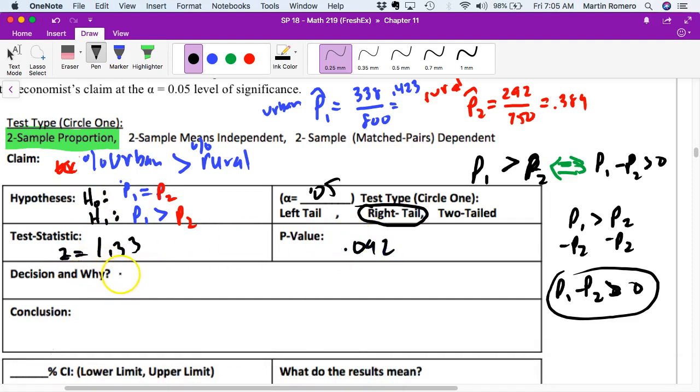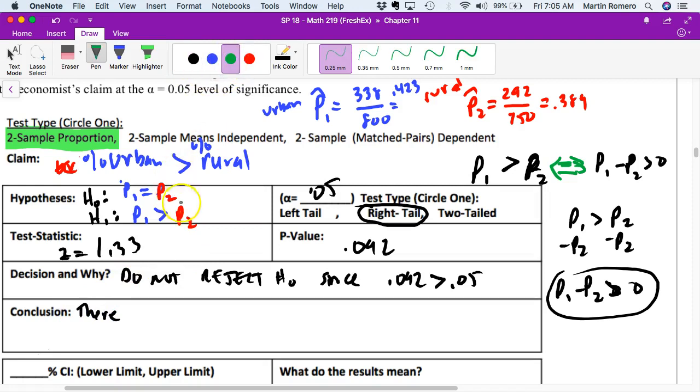And the p-value is 0.092. What's our decision? We do not reject H0. Why not? Since 0.092 is greater than 0.05, do not reject. What does that mean? We do not reject this, so we are saying that we believe this could be true and that this is not true. By not rejecting this, we're rejecting that.